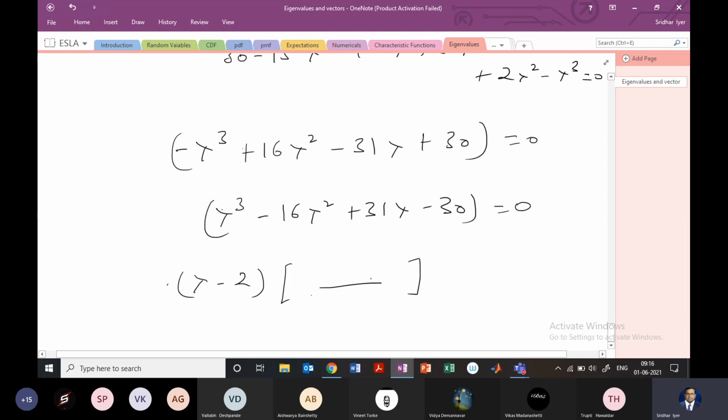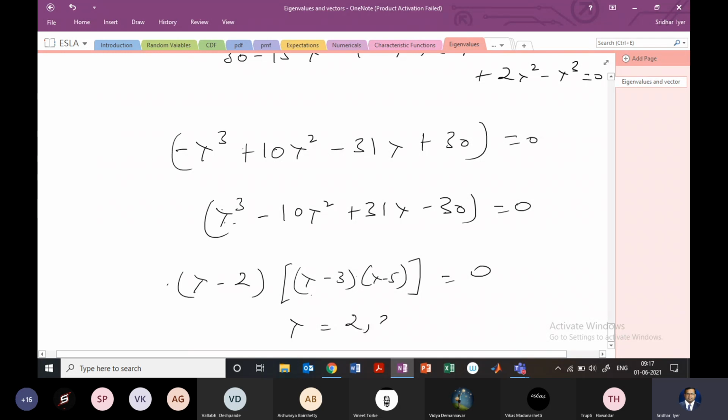So here I'm getting minus 10 lambda square. Sorry, it is minus 10 lambda square. One second, let me see what I'm getting. Yes, sir. Okay. This should be 10. Rest is okay. This is what I'm getting. So I get lambda is 2, 3, and 5.